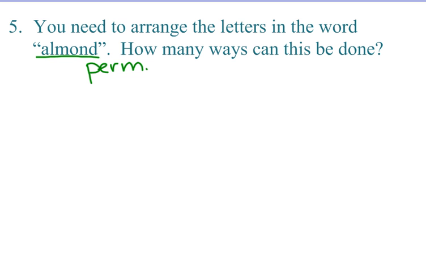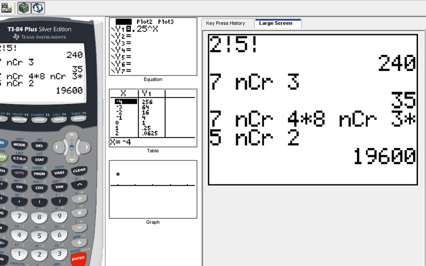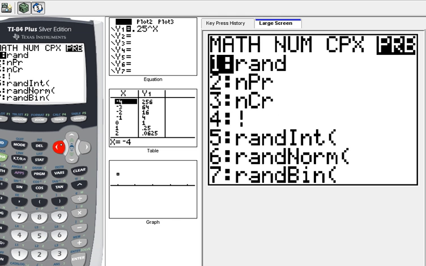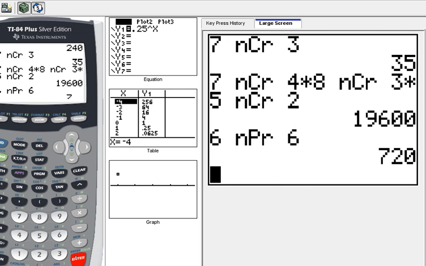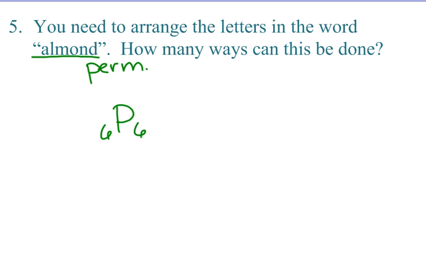I have a total of 6 letters in the word almond. So 6P, and how many ways am I doing this? I'm choosing 6 letters, right? They didn't say to make smaller words, just rearranging all these letters we were given. So I have a 6P6. When I go to my calculator, I'm going to go 6, math, probability. I pick P, make sure you always look at that, and then I'm choosing 6. So I have 720 ways that I could rearrange the word almond.